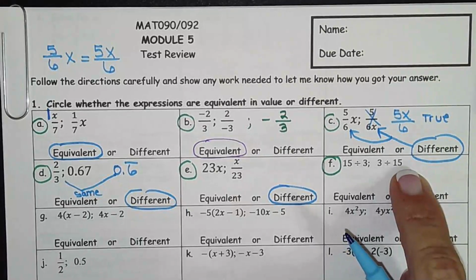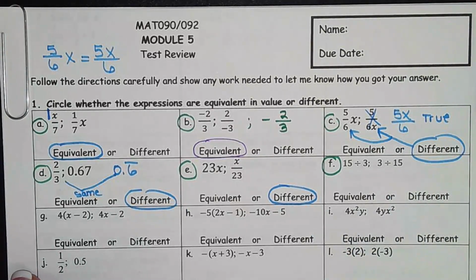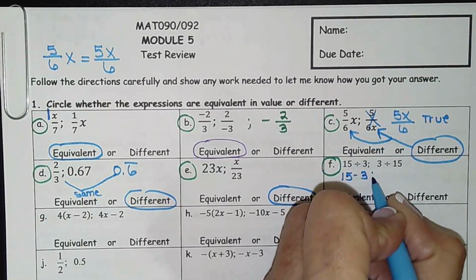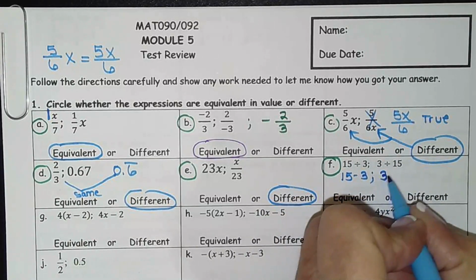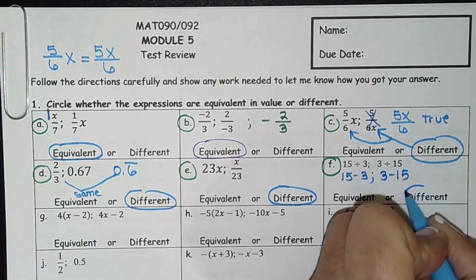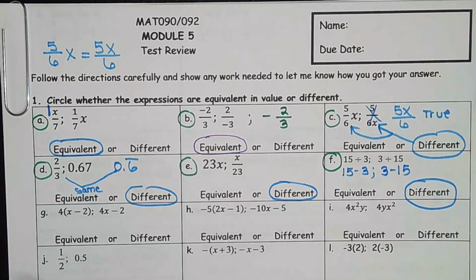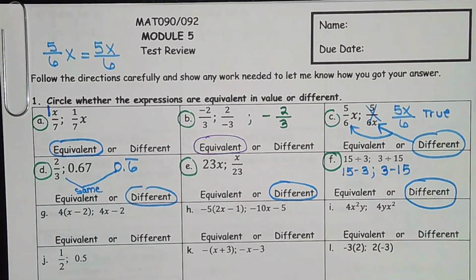And these, hopefully everybody knows, are different. We can't switch the order on a division or subtraction. So if this was the problem, it would also be different, just like division is. So with subtraction and division, order matters. Not in multiplication, not in addition, but subtraction and division, order matters. Okay, so we'll do the other 6 on our next video.